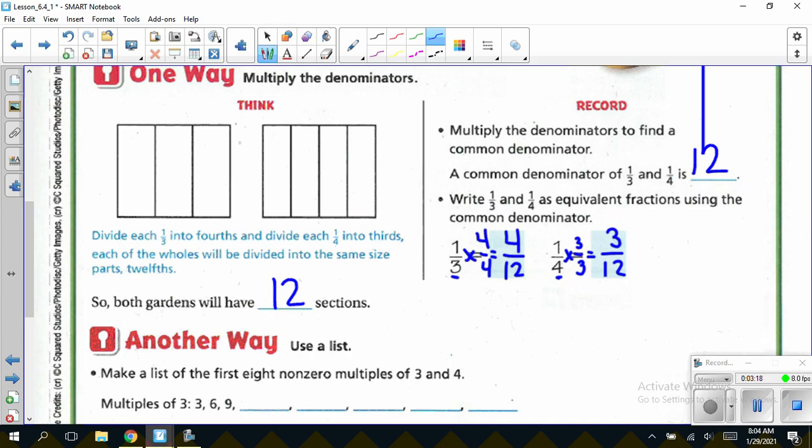And then I can show a picture of this where I'm dividing for this first 1/3 sections into 4ths, creating 4 equal sections inside each of these 1/3 pieces. And this is going to show my 12 equal sections. And then doing the same thing to the 1/4 size pieces, but this time I'm going to divide those into just thirds to show my 12 equal pieces.